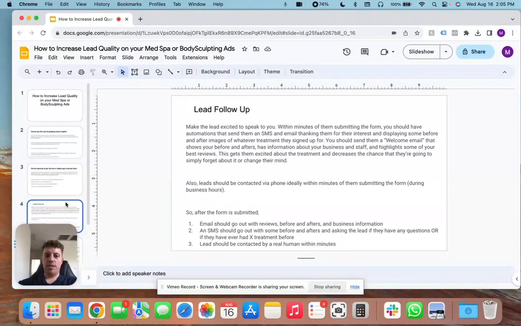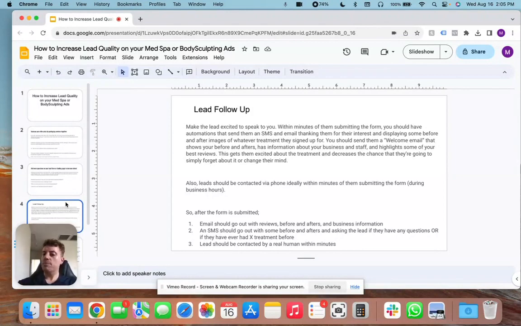And then that leads me to the last one: they should be contacted by a real human, within minutes or hours at the longest, of becoming a lead. Obviously during business hours or whenever it makes sense. You don't want to be contacting them at midnight. But if they submit the form at 2 o'clock in the afternoon, again, you should have that automation that goes out to them, email, a text message.